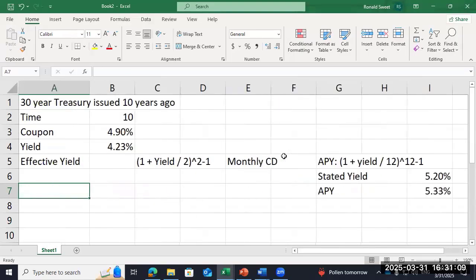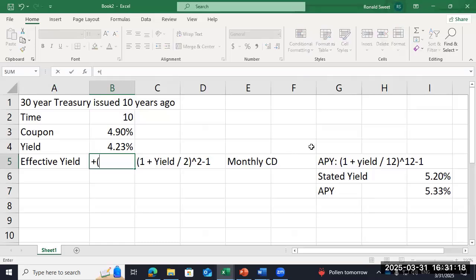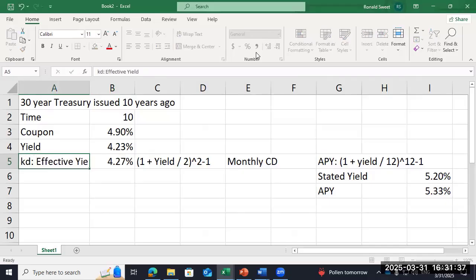So we have to do the same thing with this bond. The effective yield will always be greater than the yield. It has to be because you're assuming that you're reinvesting. So here we'll take 1 plus the 4.23 divided by 2, raised to the second, minus 1. Hopefully we get a higher number. And we do. So 4.27, that's going to be our discount rate. That's our KD, the effective yield.